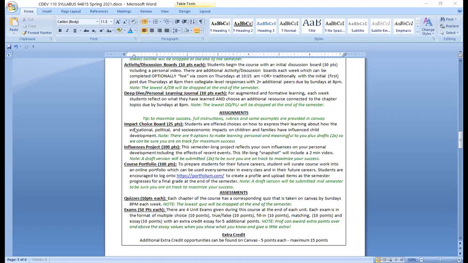But this choice board, we're going to talk more about that as we get closer, but I'm giving you guys 9 different choices based on your learning preferences on how you want to talk about or show or produce this question right here: how the educational, political, and socioeconomic status impacts children and families.